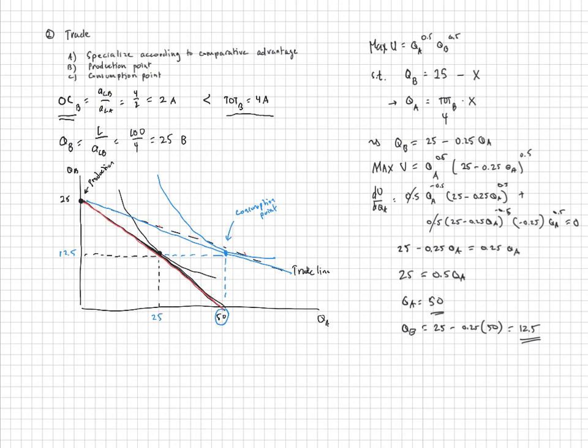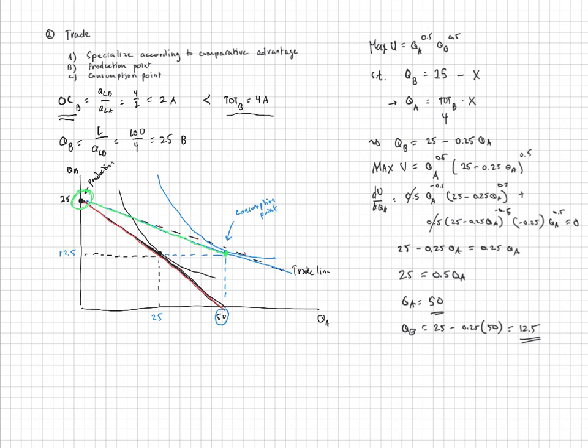And just to remind us, we were producing 25 and consuming 25 in autarky. So what has happened here is that when we specialize according to comparative advantage, we are producing here, and then we are trading good B for good A until we get to a point where we have just the right amount of good A and good B to maximize our utility function given these new constraints.